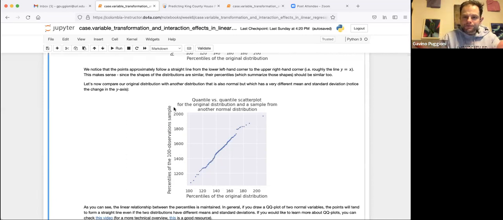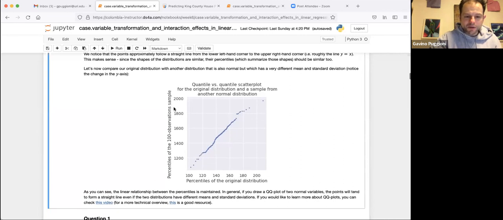Still a straight line. So we don't need to care about whether or not the variables have the same mean or the same standard deviation, as long as they fall on the same line.